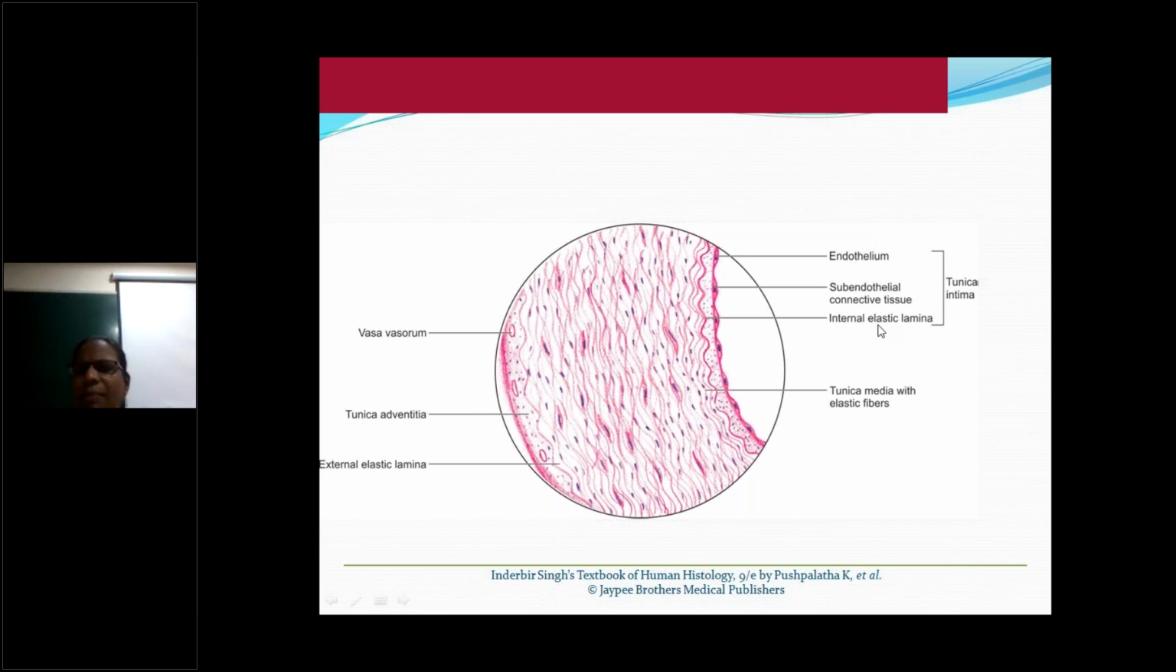Internal elastic lamina acts like a membrane or a wall separating tunica intima and tunica media. So that is about the tunica intima, 3 layers.